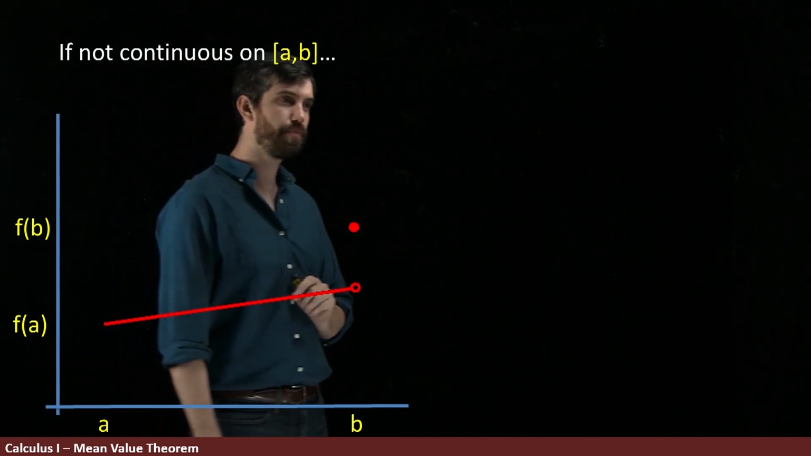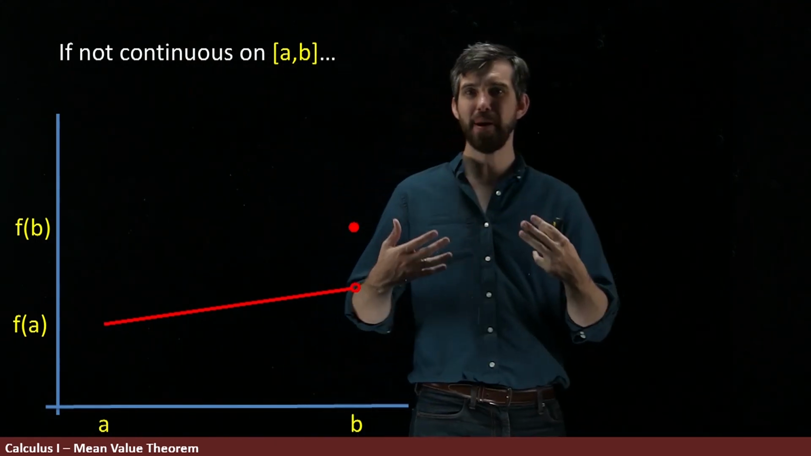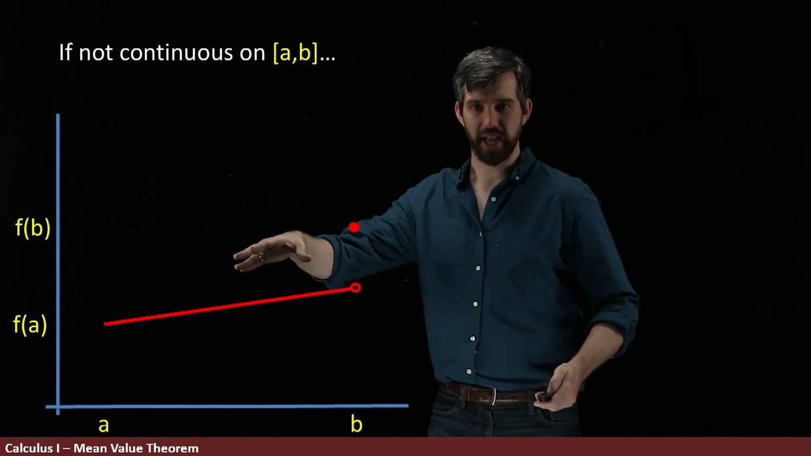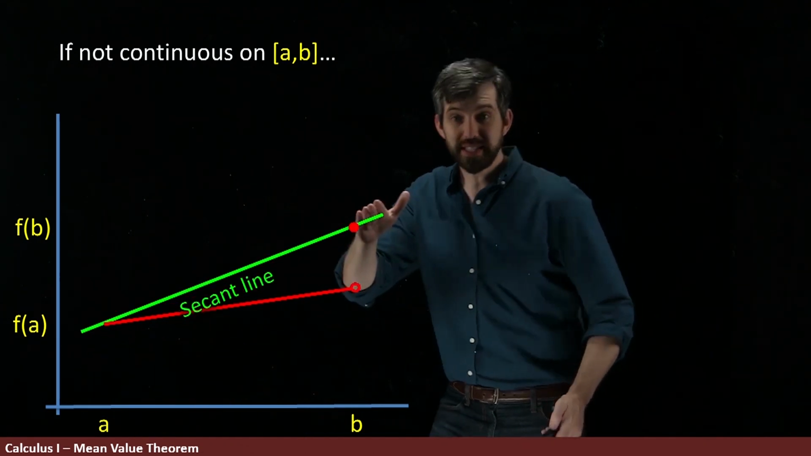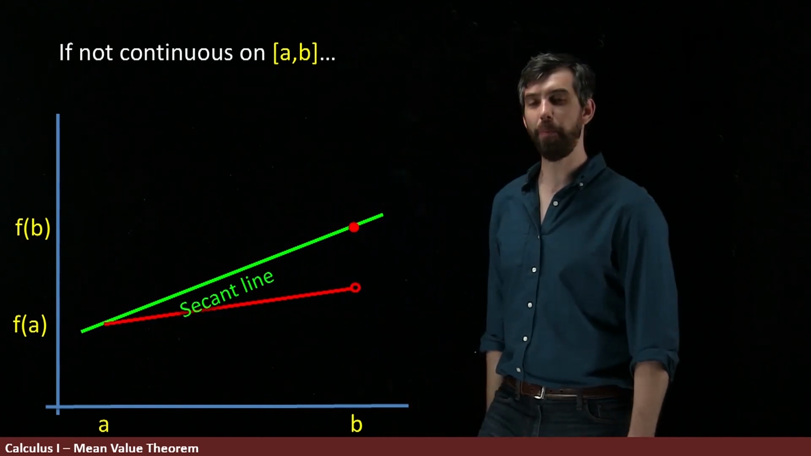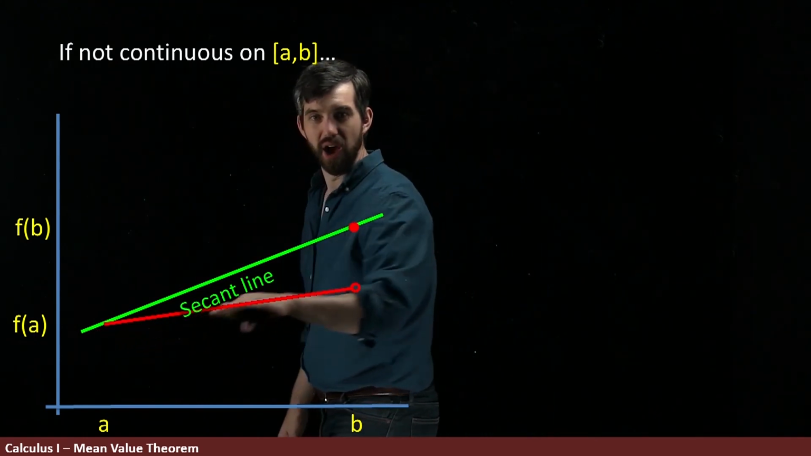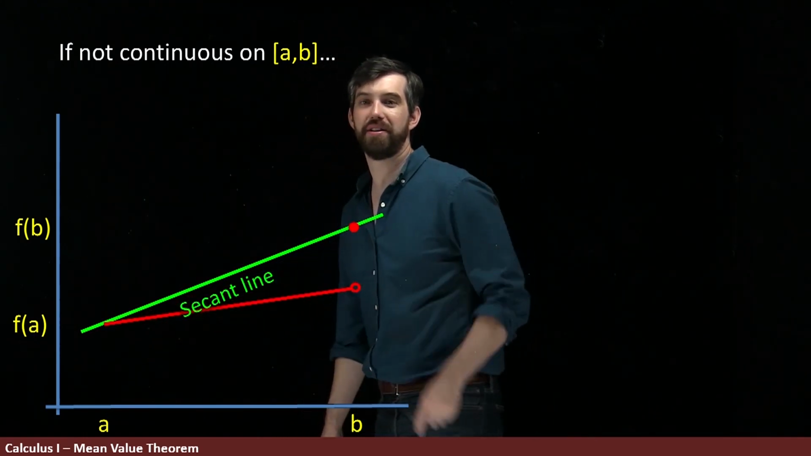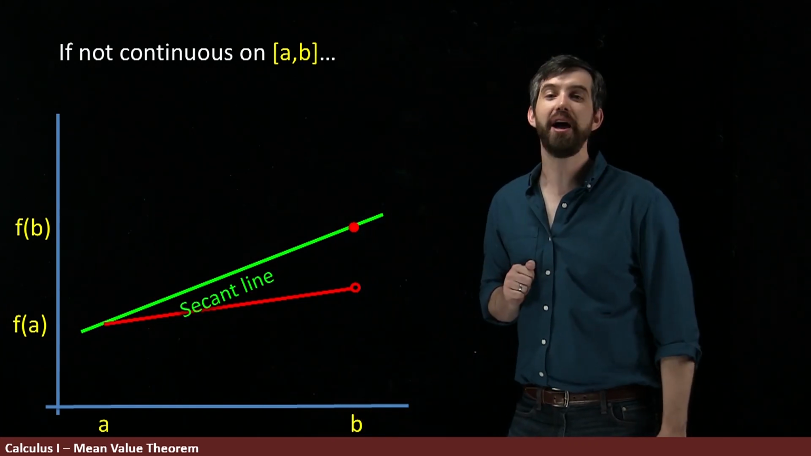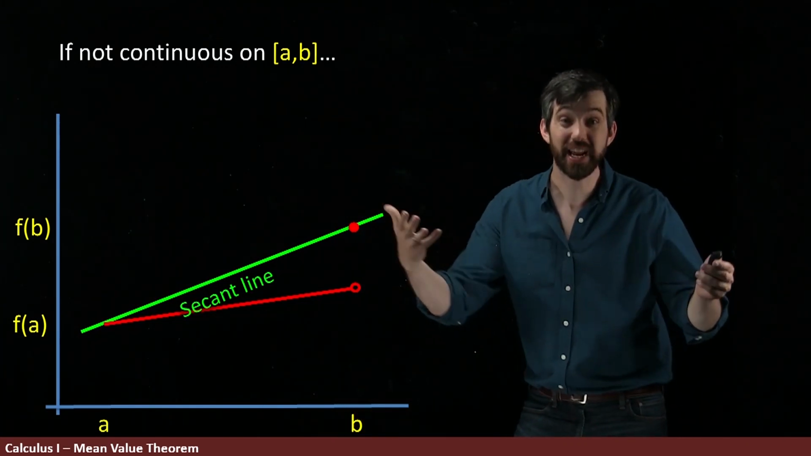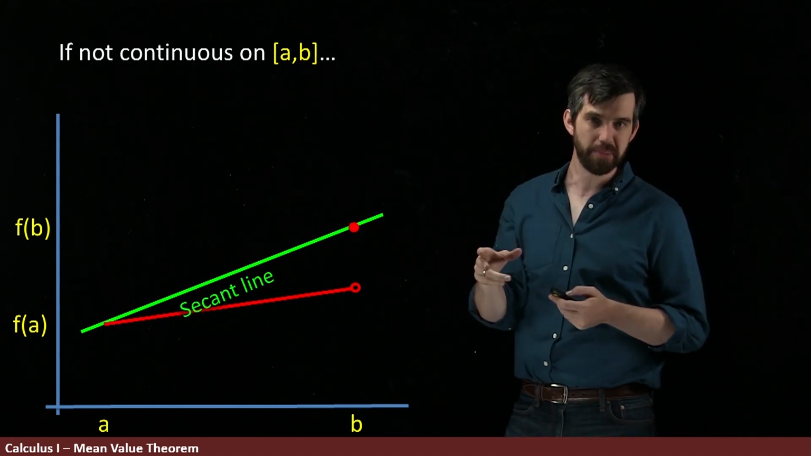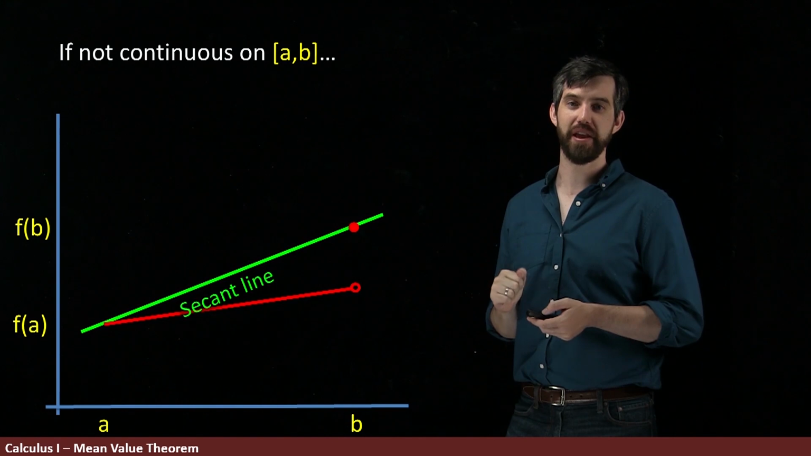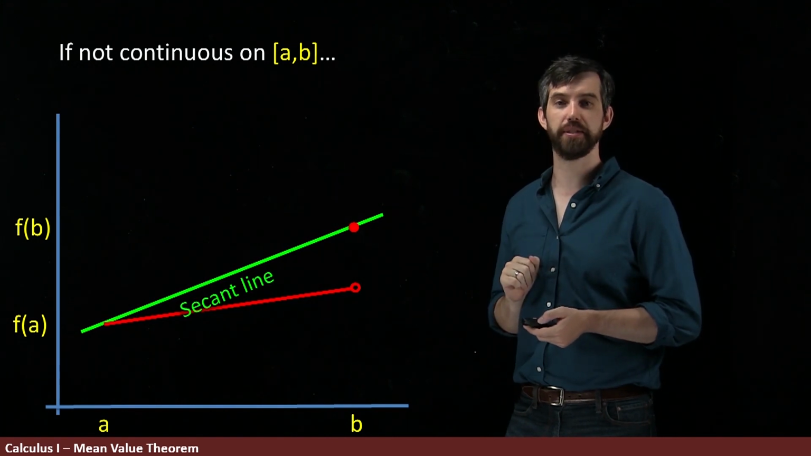That's the value. So if I come up with the secant line to this thing, because the actual value of f of b is right here, the secant line has to go through that as well. But of course, all of the tangent lines are going to be down here on my graph. So if it is not continuous on the entire closed interval [a, b], I could demonstrate an example where the mean value theorem fails. And thus I need both of my two conditions.